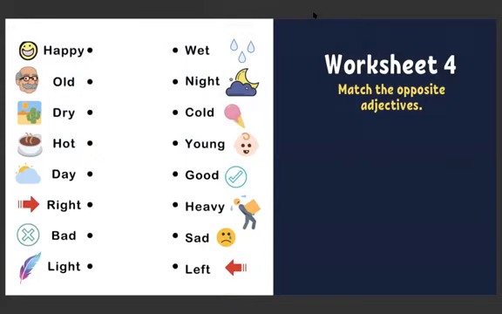Favorite question of all. Here, two columns are there. So, there are describing words on the left side and also on the right side, and you have to match the opposite adjective. What you have to do? Match the opposite adjective. Happy, sad. You have to match the opposite adjective. Old, opposite of old. I'm waiting for your answer in the chat box. Very good. Young. Like this, you have to match the opposite adjectives. Okay.